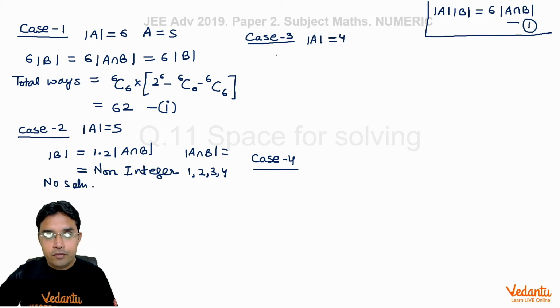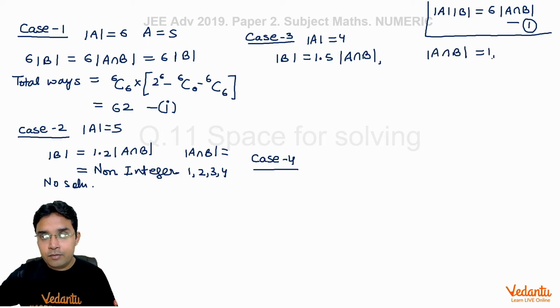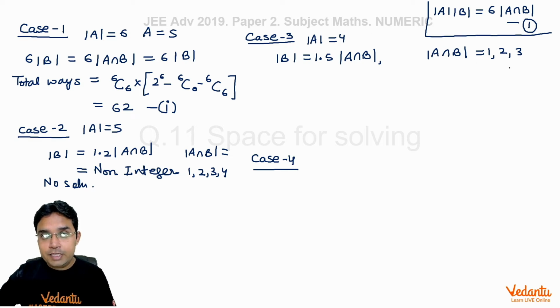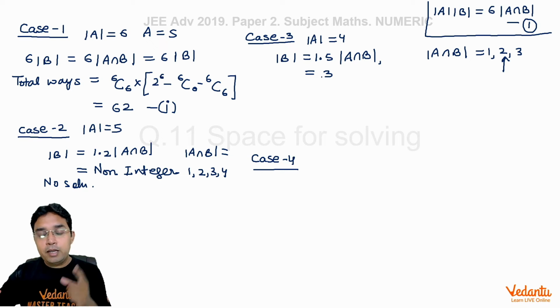In this case, we can write number of elements in B is equal to 1.5 times number of elements in A intersection B. Now in this case, number of elements in A intersection B can be either 1 or 2 or 3, because A has 4 elements and B should have fewer elements than A. Now if we use these values, you can see only the value 2 can give you an integral value of B. So this will be equal to 3 in this case. So A will have 4 elements, B will have 3 elements, and their intersection will have 2 elements. So this case is definitely possible.